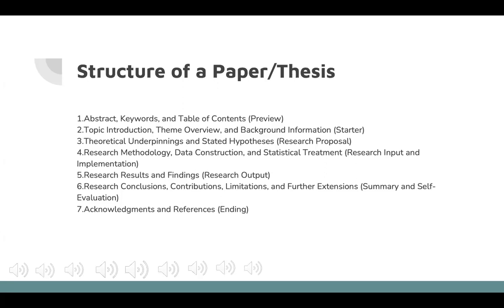When we talk about social science as a modern science, we have a specific universal structure to follow when we write something. So here is an outline of the structure of a paper or a thesis. For a paper, we normally have the abstract and the keywords. And if you're writing a thesis, you normally have a table of contents because it's quite long. As for the abstract, it's normally around 100 to 300 words.